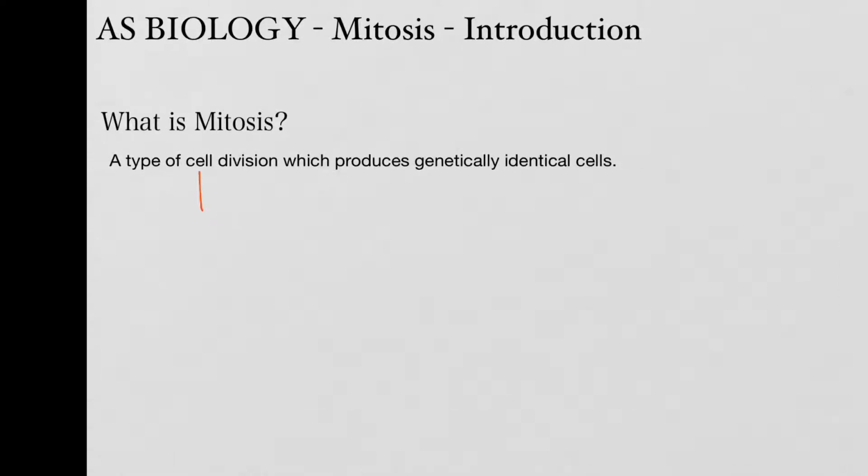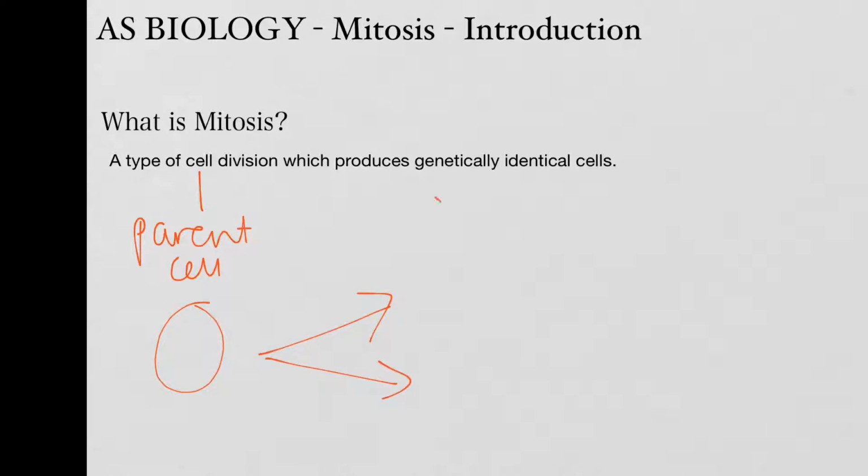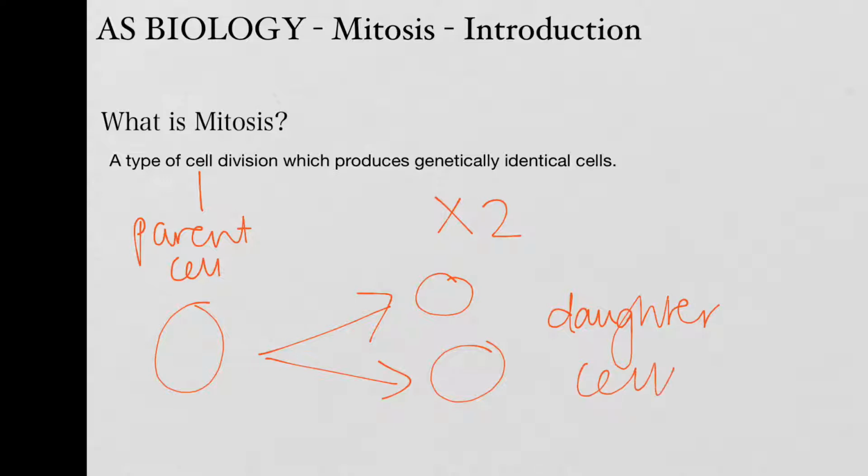This means that one parent cell, which is undergoing mitosis, will eventually produce two genetically identical daughter cells. It's very important that you remember that they are genetically identical. So we need to remember that one parent cell produces two daughter cells.